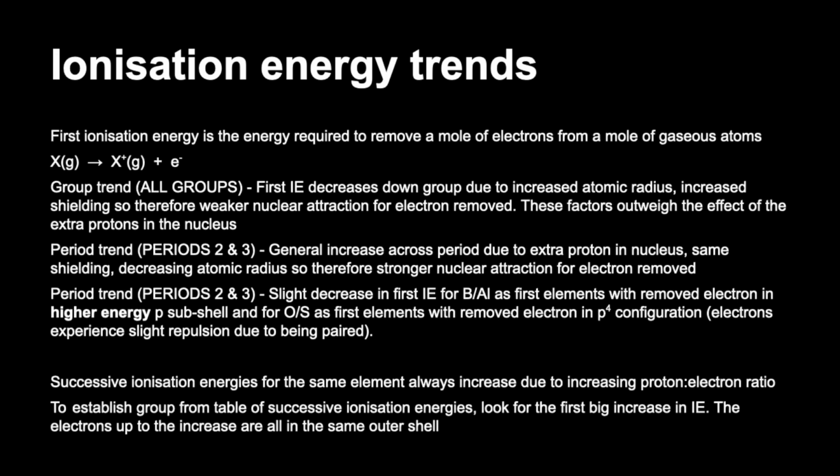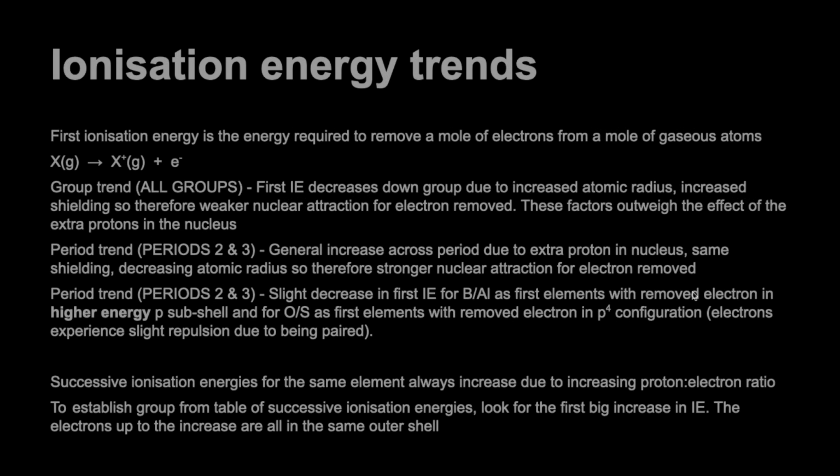And finally, to establish what group an element's in on the periodic table from successive ionization energy values, you just need to look for the first big increase in ionization energy. The electrons up to that increase are in the same outer shell. So if the big increase is between the third and the fourth, that means the element's got 3 electrons in its outer shell, therefore it's in group 3.